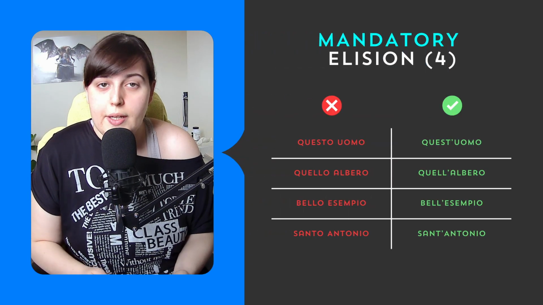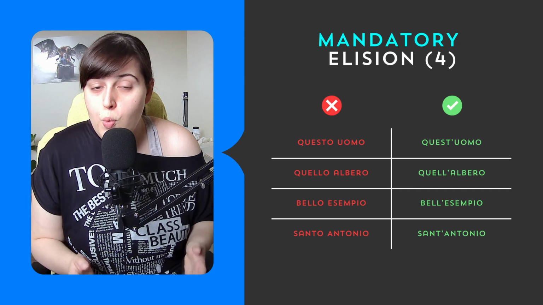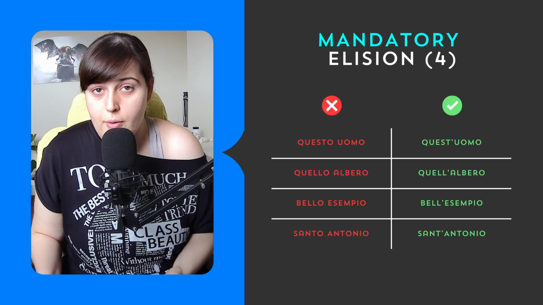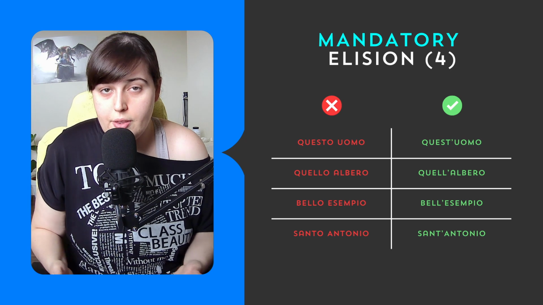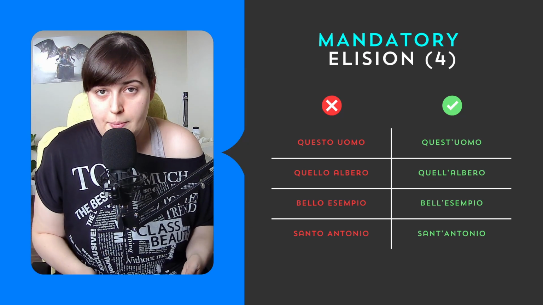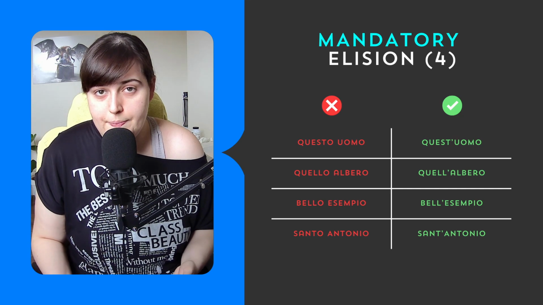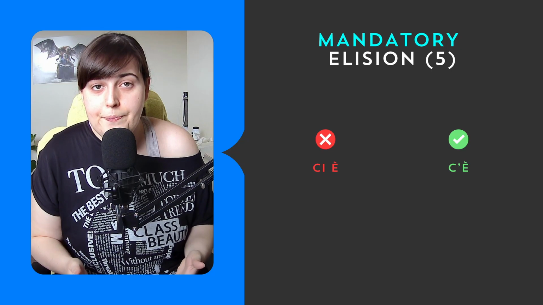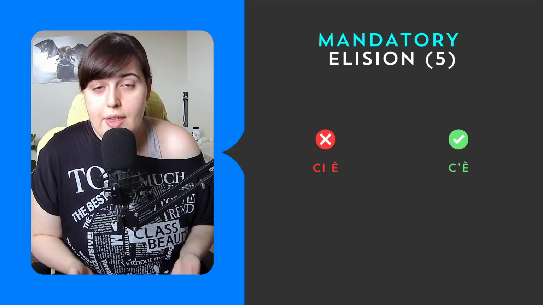Number 4, with questo, quello, bello and santo. For example, we don't say and write questo uomo, but quest'uomo, this man. Not quello albero, but quell'albero, the tree. Not bello esempio, but bell'esempio, beautiful example. Not Santo Antonio, but Sant'Antonio, Saint Anthony. Last, when ci precedes a word starting with e. For example, we don't say and write ci è, but c'è, there is.